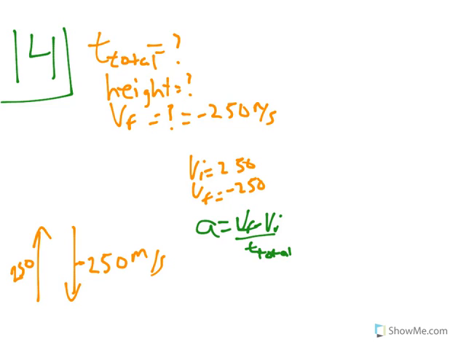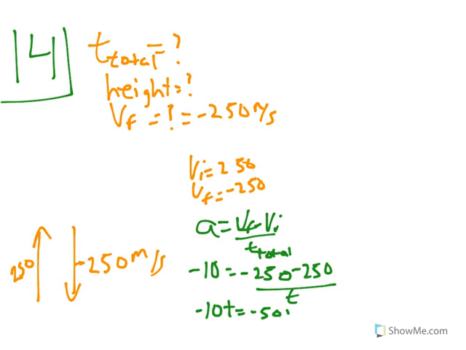So we get negative 10 equals negative 250 minus 250, divided by t. Skipped a step there, sorry. So we get negative 10t equals negative 500, and t then equals 50 seconds. Now, mind you, that's the time it takes to get up and down, so that's 50 seconds up and down. So the time it takes to get to the top would be 25 seconds.